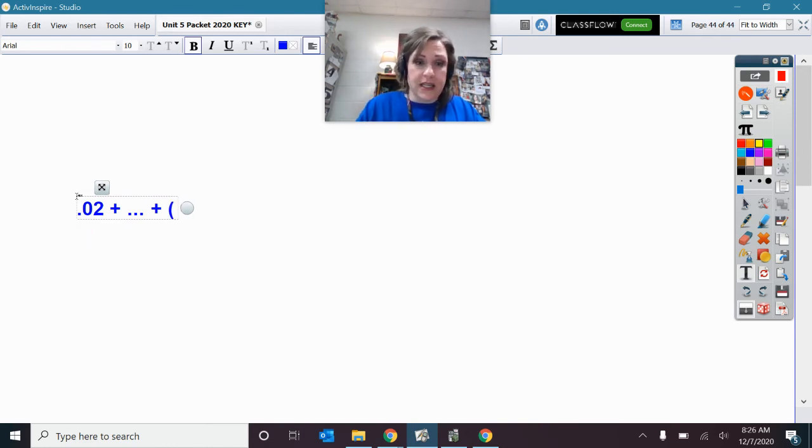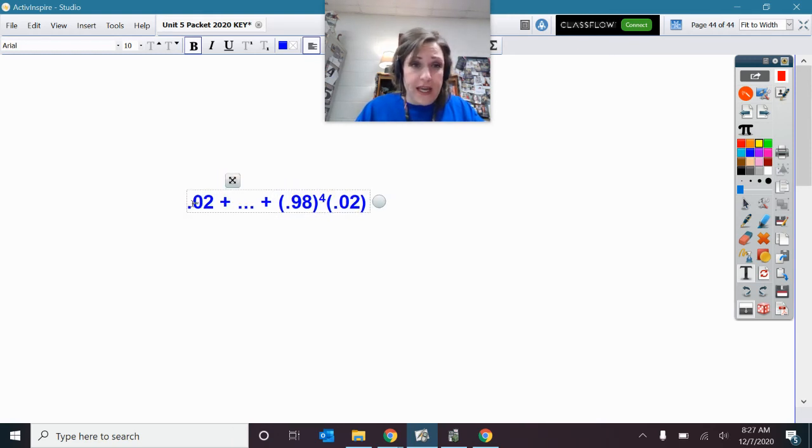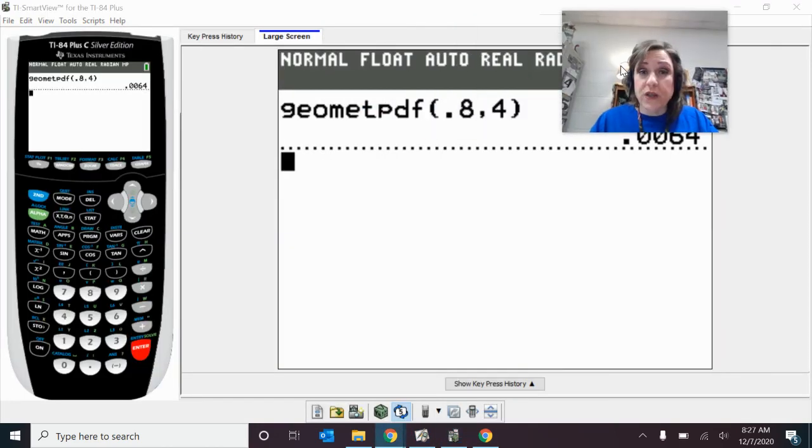So the way that would look is 0.98 to the fourth power, okay? And then that fifth one is a success. So here is the shortcut way for showing the accumulation of a success on the first up to a success on the fifth. And then you can put equals, and you can go and calculate it in your calculator, which would look like this.